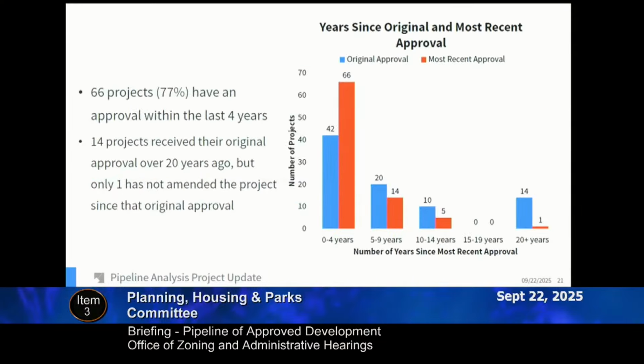So this slide just provides a little bit more nuance to the previous slide, looking at the number of projects by years since approval, comparing when projects were originally approved with their most recent approval. On the most recent side, the bars in red, 77% of the projects were updated in the last 4 years. By contrast, when we look at original approvals in blue, there's a more even spread. We can also see that there were 14 projects that were originally approved over 20 years ago that still remain on the pipeline, which just means that they have undergone amendments and are in the red categories farther up in terms of years since most recent approval.